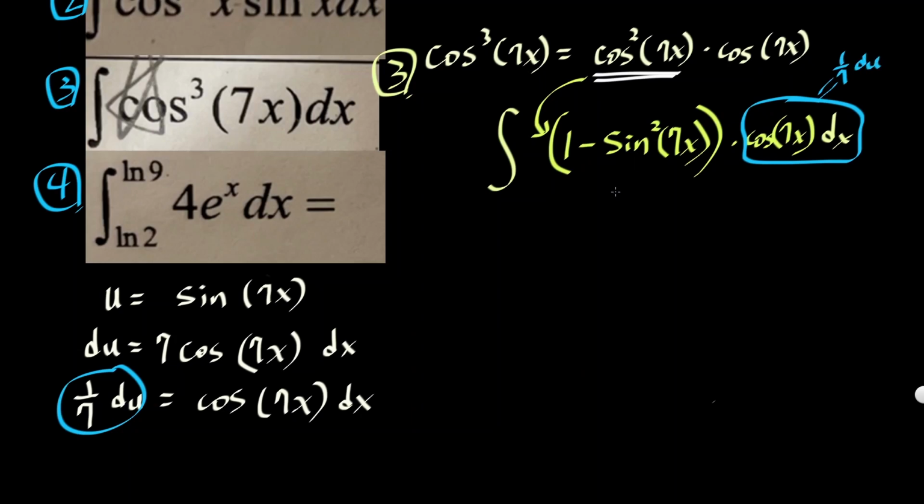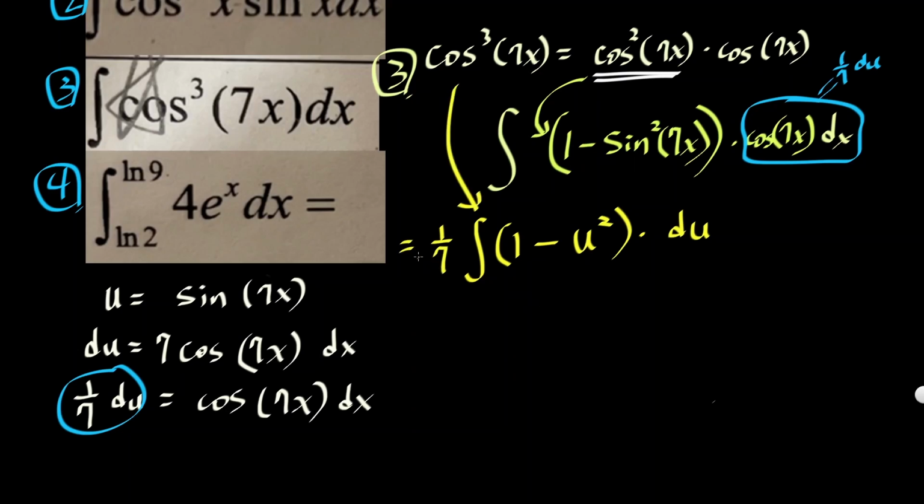Now let's plug u back in. So we have the integral of 1 minus, instead of sine square 7x, I'm going to put u square, times du, but it's 1 over 7, so I'm going to put 1 over 7 in front. See how much simpler this whole thing became? Now just integrate. It's going to be 1 over 7 times, well, 1 du, integrating is just u, and then minus u cubed over 3, and then plus c at the end.